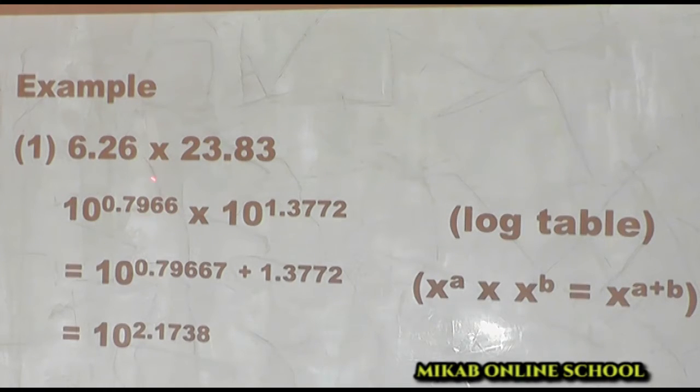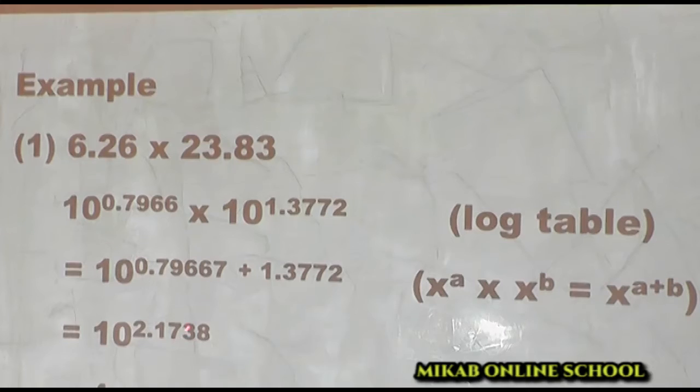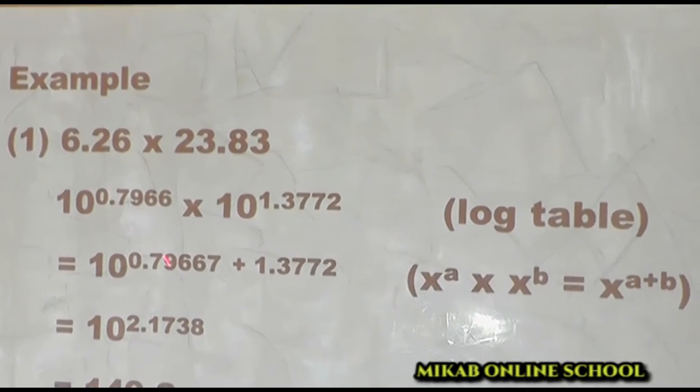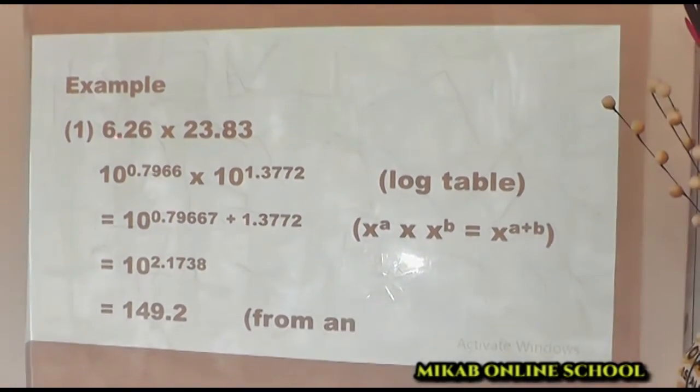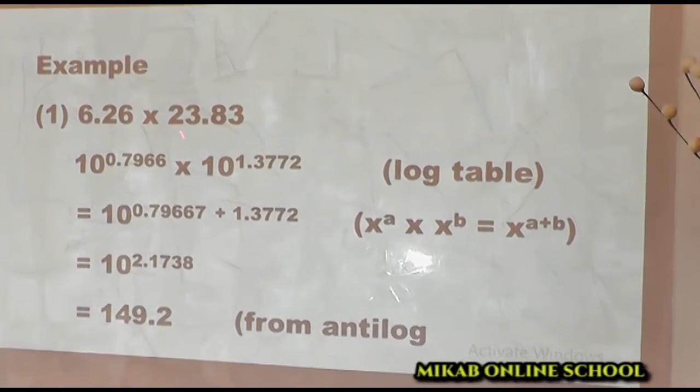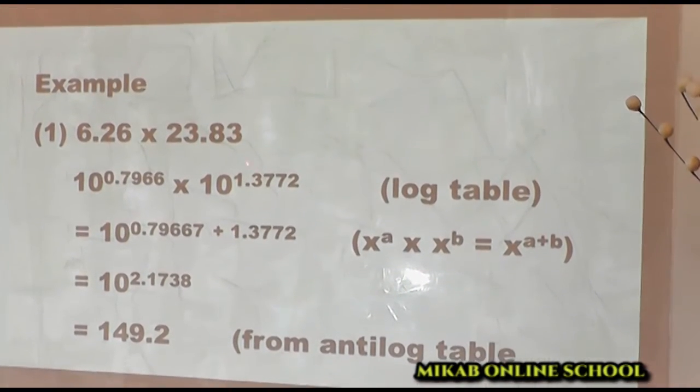If you look very well, that is the same case we have here. We have 10 raised to the power of 0.7966 times 10 raised to the power of 1.3772. You will see that they have the same base. So we are going to pick one of the base and then add the powers. So this will give 10 raised to the power of 2.1738. That is the logarithm of multiplying 6.26 by 23.83.